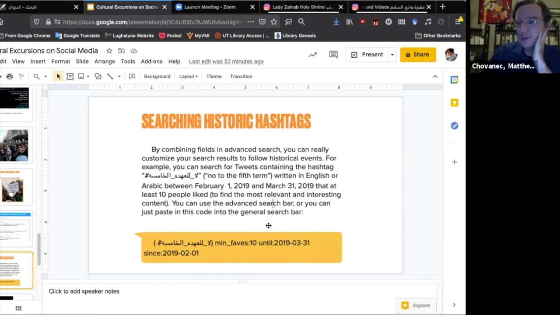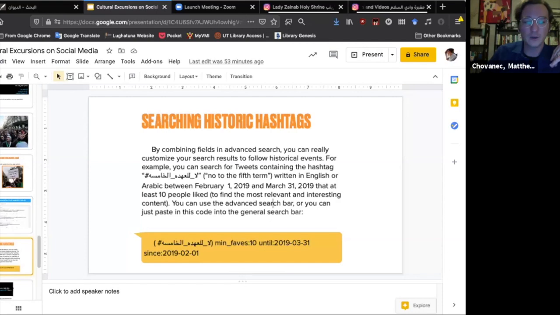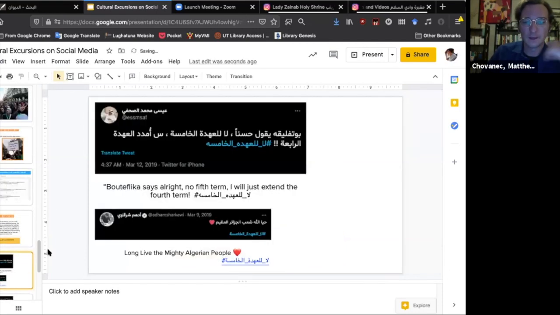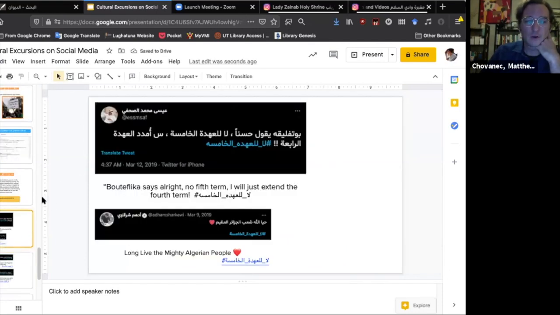You can either type in this specific code in an advanced search bar, or you can go through this list of things and click through toggled options. But what it does is it pulls up a very specific list of historical tweets, and it looks a little bit like this. So here's someone on March 12th. They said, Bouteflika says, all right, no fifth term. I will just extend the fourth term. So we have a little bit of sarcasm here.